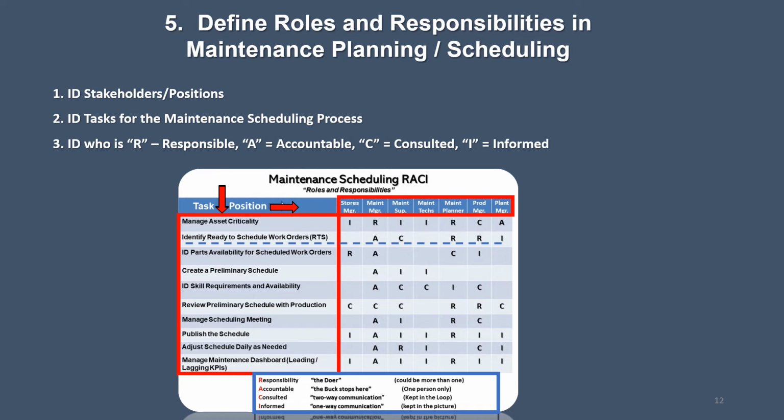The buck stops here. So for identify ready to schedule work orders, the maintenance manager is accountable. That's who's going to get in trouble if we don't have the ready to schedule work orders. Responsible, the doer, would be the maintenance planner, and the production manager could also be involved. Identify skill requirements and availability. You've got to make sure we've got the right people for the right job. And then manage the scheduling meeting. The accountability is not with the maintenance manager there. Remember, the R is the doer. So the only doer on that line is the maintenance planner. The planner manages the scheduling meeting.